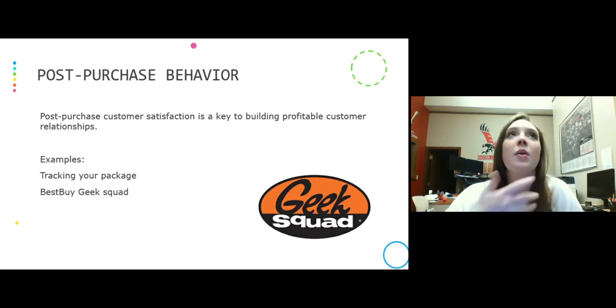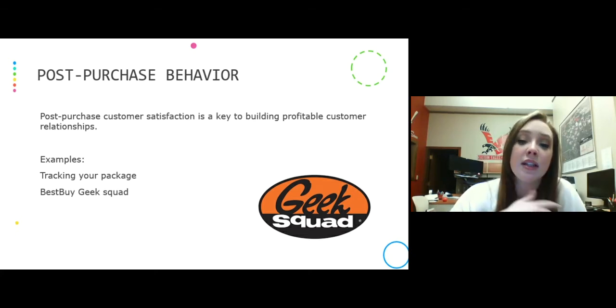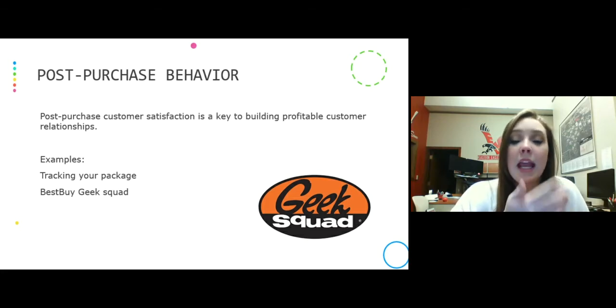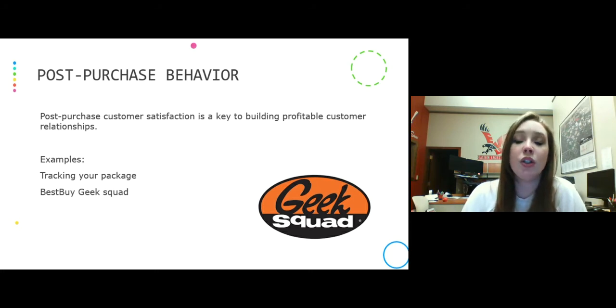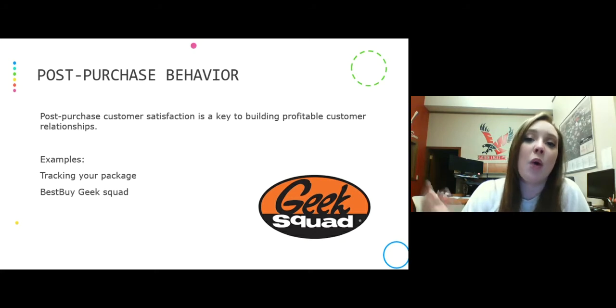And a couple ways that businesses do this is, one, by tracking your package. Amazon does a great job of this. The second you order your product, you know when it's ready to ship, and you can also sometimes check out where in the world your package is. If it's close to home, if it's going somewhere completely different, if it's all the way in China still, we don't know. But at least you have an ease of mind of knowing where your package is.